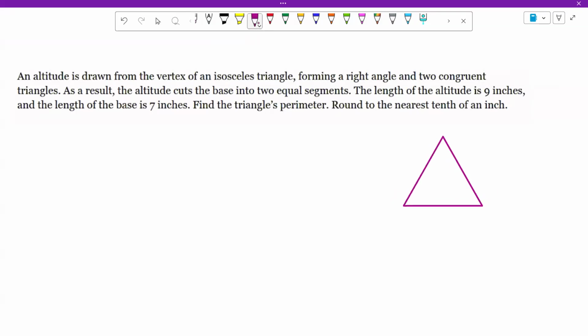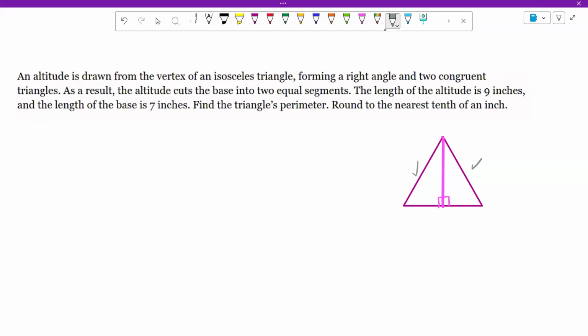So this over here is our isosceles triangle. And in this one, they are saying that from a vertex, there is an altitude that is drawn. So altitude is something which is making a 90-degree angle. Here, 90 degrees here. So an altitude is drawn from the vertex of an isosceles triangle, forming a right angle and two congruent triangles. So this triangle and this triangle, both of them are congruent.